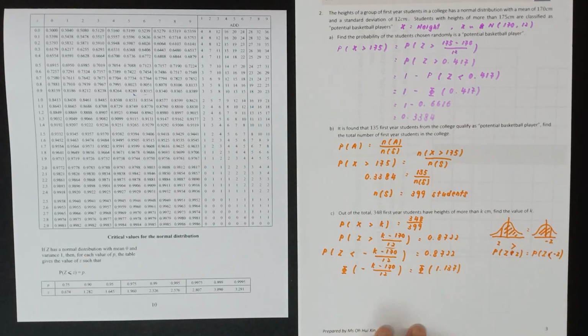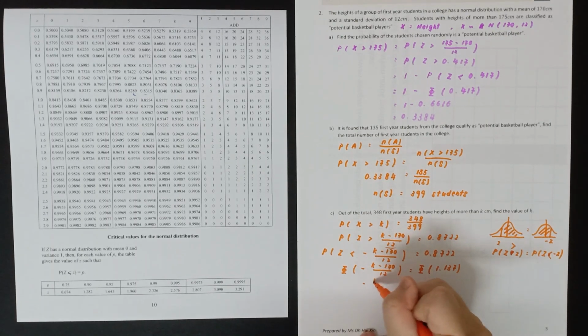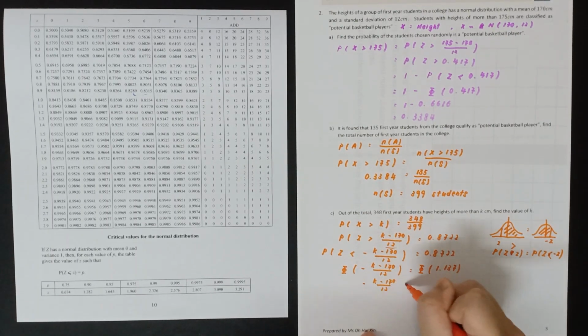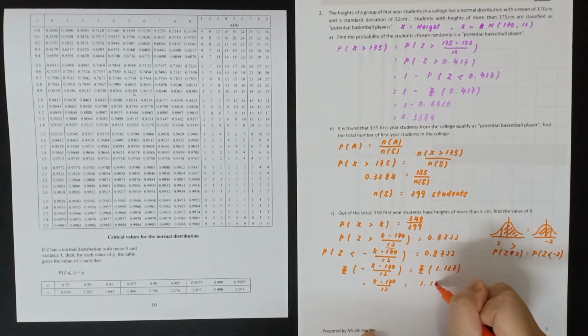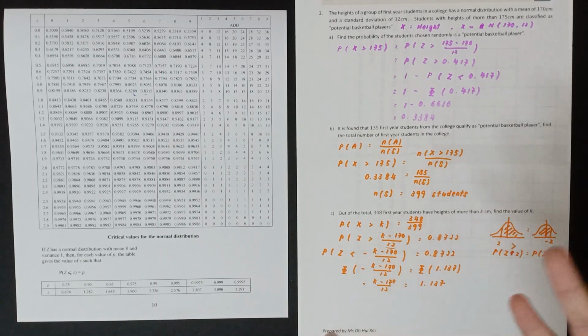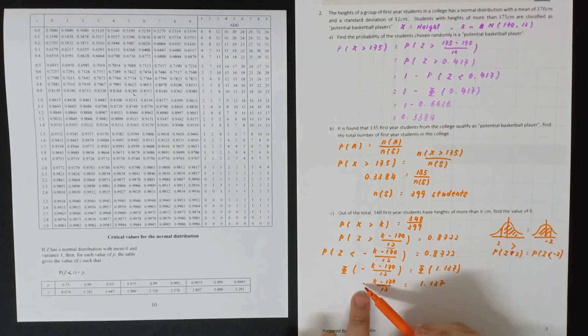Okay, so since you have phi on both sides already, you can eliminate that. So negative k minus 170 over 12 will be equals to 1.137. Then you try to solve it. So remember, the negative is not negative for both the denominator and the numerator. If you want to put your negative with the 12, then it will be with the 12.